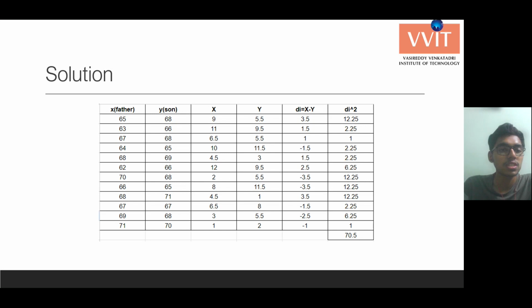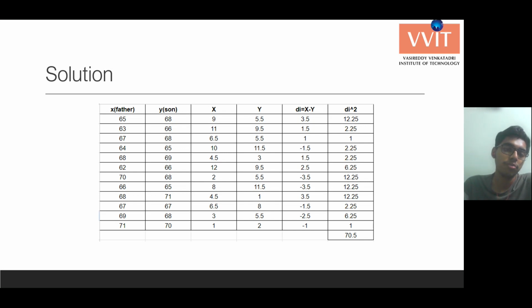After that 66 is there, so it is given 8. Next 65 is given 9, 64 is given 10, and 63 is given 11. In this way the ranks are distributed. Similarly, the capital Y, the ranks of the sons' heights, is also written. Now di represents the difference between the ranks of x and the ranks of y, and di square is calculated from these values. The sum of the di squares is noted, sigma di square, which is equal to 70.5.